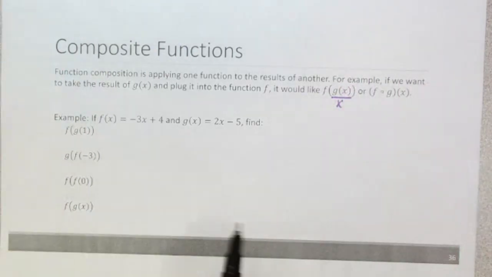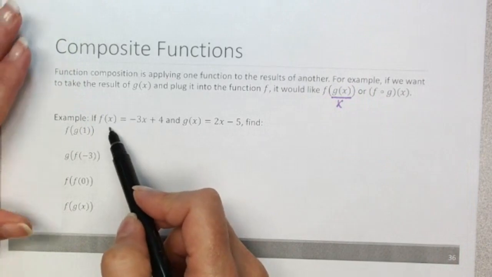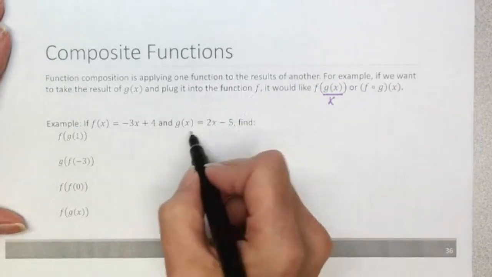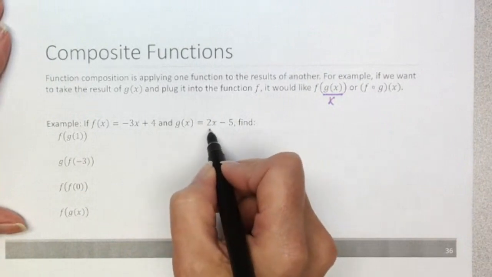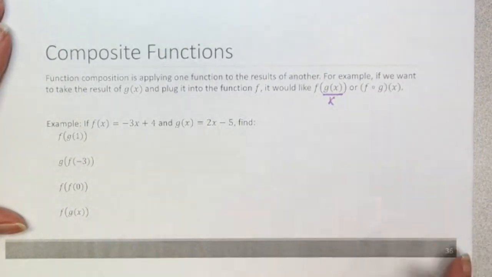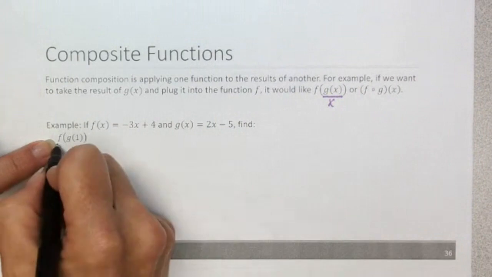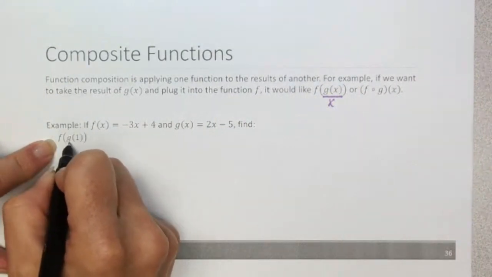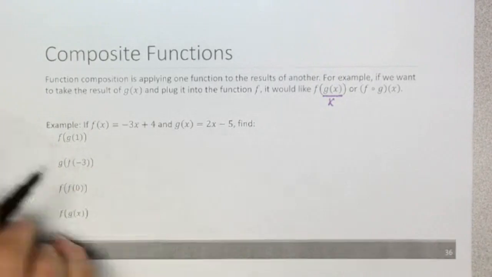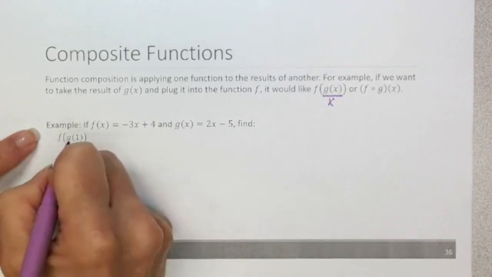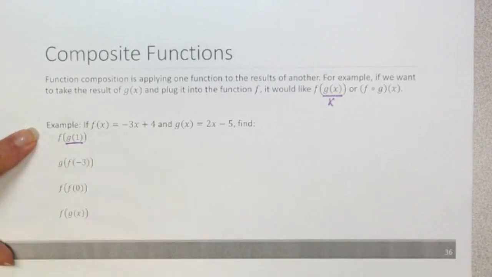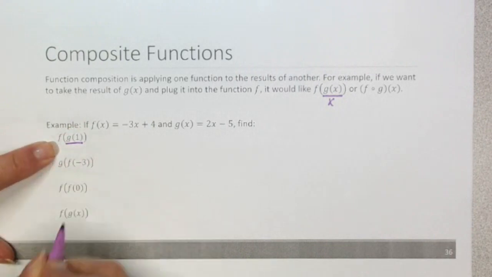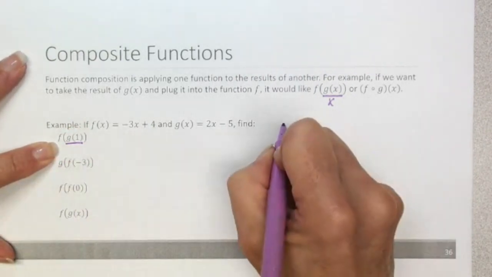If we have f of x defined as negative 3x plus 4, and g of x defined as 2x minus 5, what would f composed with g of 1 be, or f of g of 1? Well, g of 1, whatever that value is, is going to become the input of f. So we're going to need to know what g of 1 is first. Let's find it.